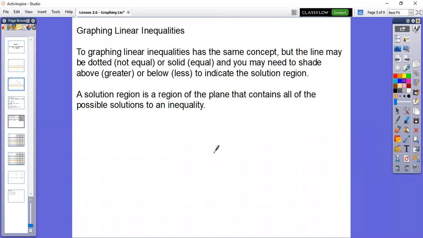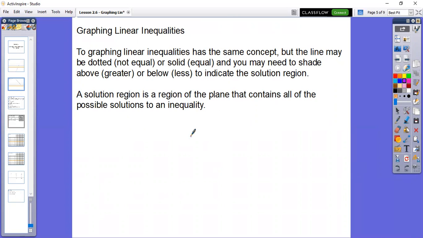One important thing that's different about linear inequalities is when you're drawing the graph, you may not draw a solid line. If you just have greater than or less than, you're going to draw a dotted line to indicate that that line is not included as a solution, because it has to be greater than or less than that line. And then you're also going to shade either above or below the indicated region.